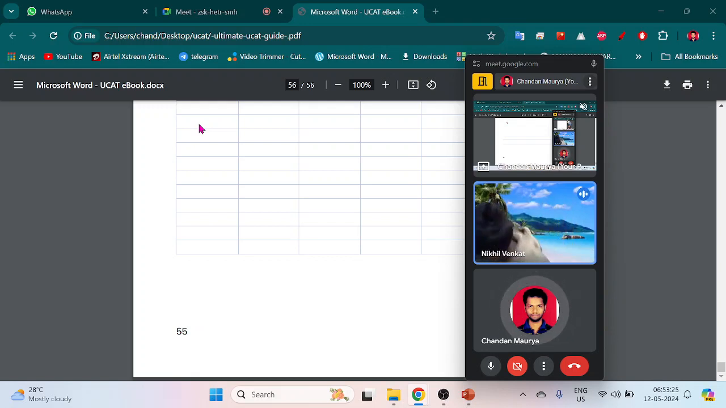So if he cracked it in year 10, will that score be valid for 12th also? No, it won't be valid for 12. Only 11 will be valid for 12. Okay, only the 11th score will be valid. Yeah, 11 and 12 will be valid. So we can choose between 11 and 12.